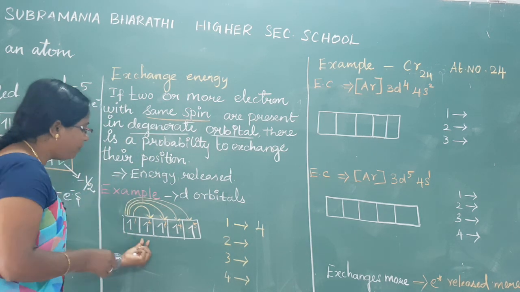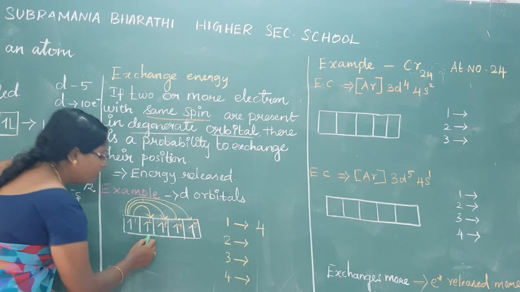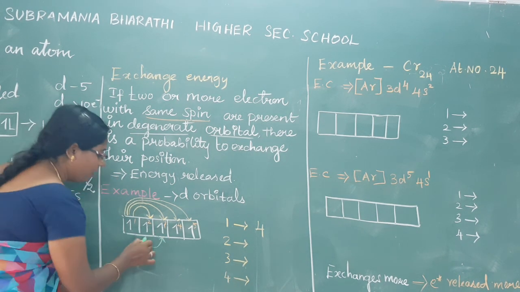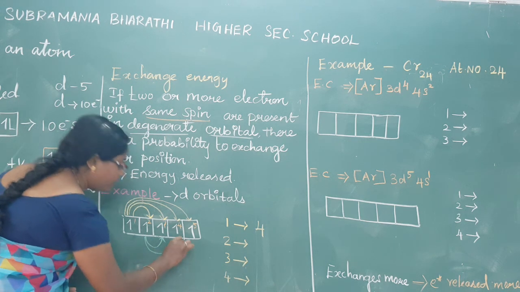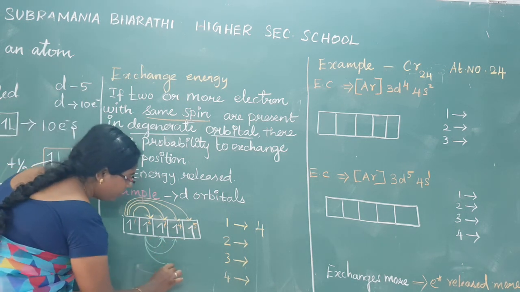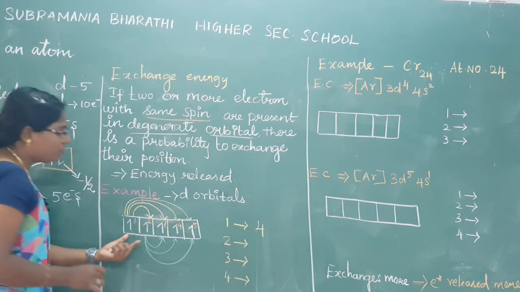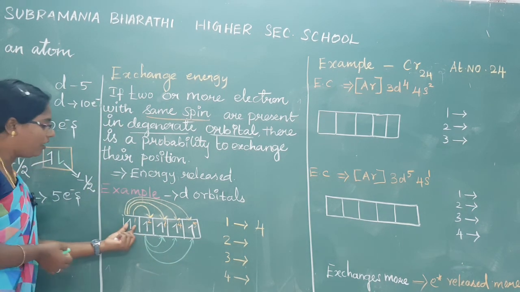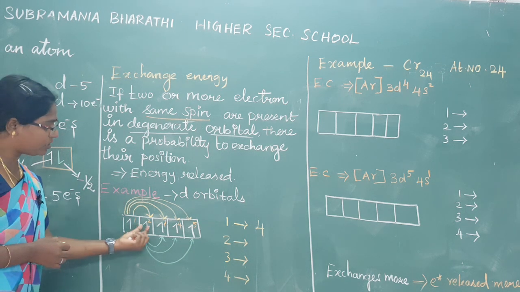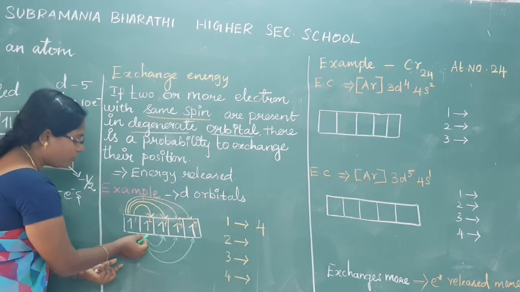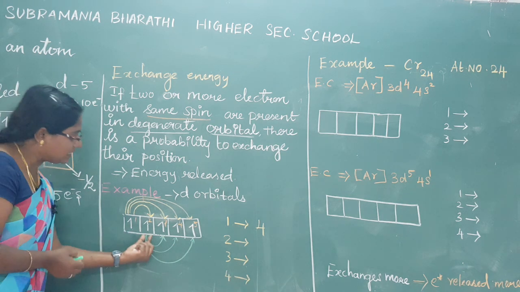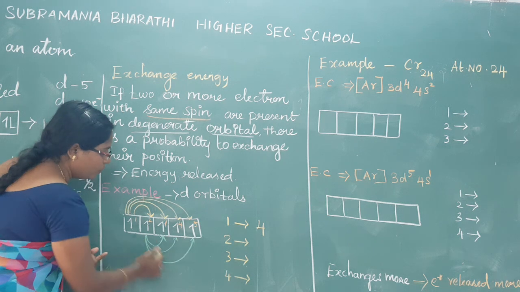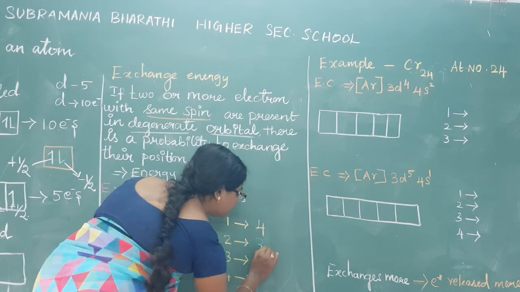Say for example, we will go for the second electron. The second electron is having the probability to exchange its position with the third electron, the fourth electron, and the fifth electron. I did not draw the line from second to first because the first electron already exchanges its position with the second electron. So, I should not draw from here. The second electron is having how many exchanges? 1, 2 and 3. So, the second electron exchanges will be 3.